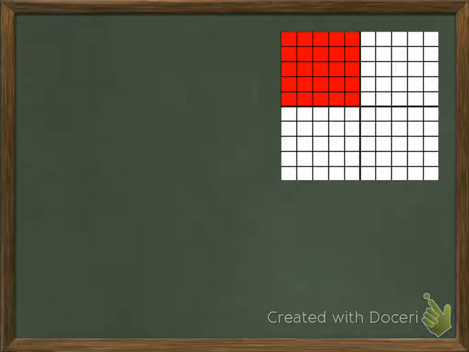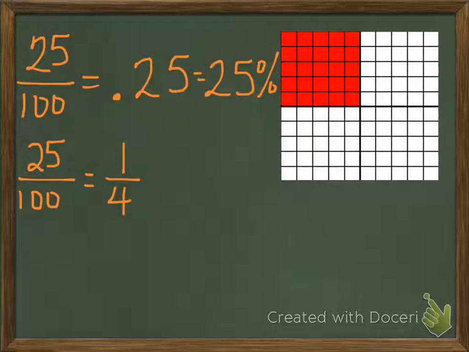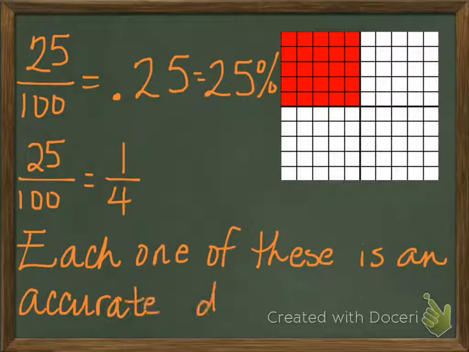Let's look at another familiar fraction with a different pictorial representation. This time 25 out of 100 squares are shaded. We can name this fraction 25/100, which can also be written in decimal form and is equivalent to 25%. We could also reduce the fraction 25/100 to 1/4. Each of these is an accurate description of the model.